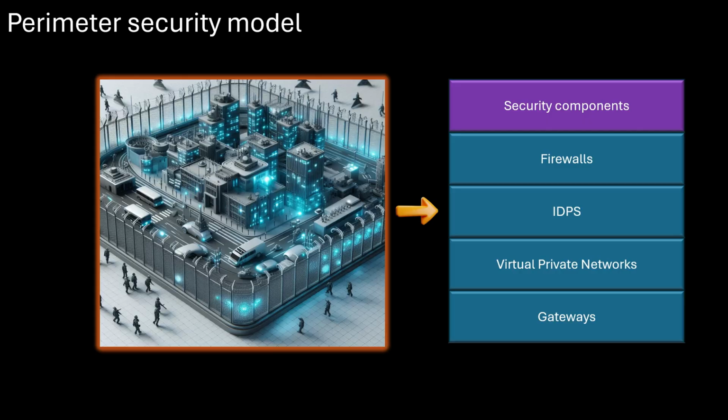IDPS monitor network traffic for suspicious activity and known threats. Intrusion detection systems alert administrators to potential threats, while intrusion prevention systems can take actions to block malicious traffic. VPNs create secure tunnels for remote users to access the network. VPNs encrypt data transmitted between remote users and the network and ensure confidentiality and integrity. And gateways serve as intermediaries between the internal network and the external networks and often provide additional security functions such as antivirus scanning and content filtering.